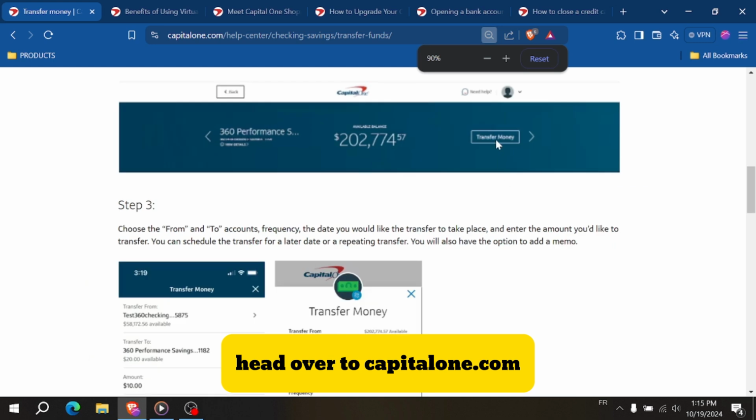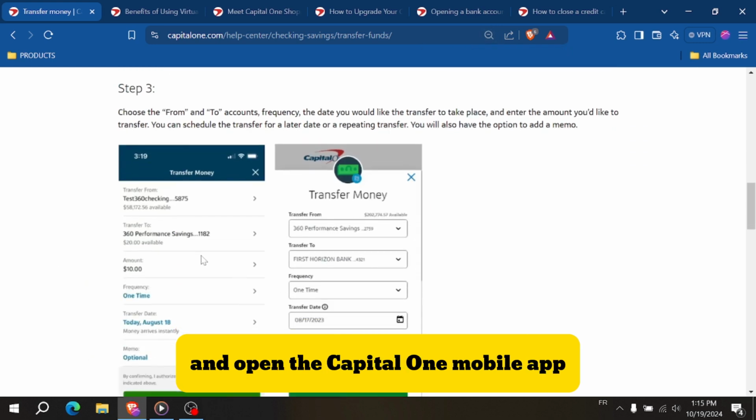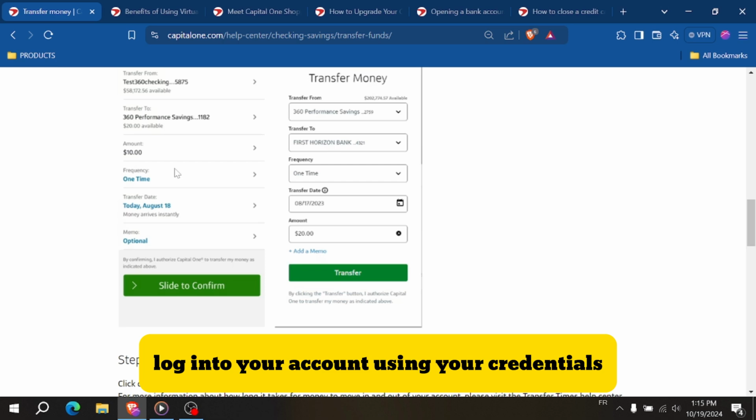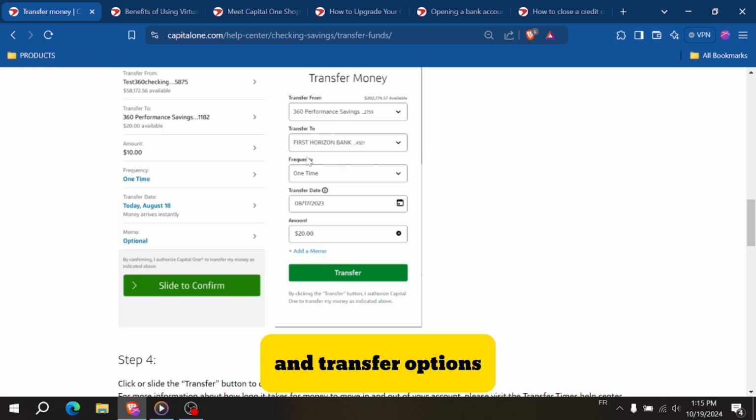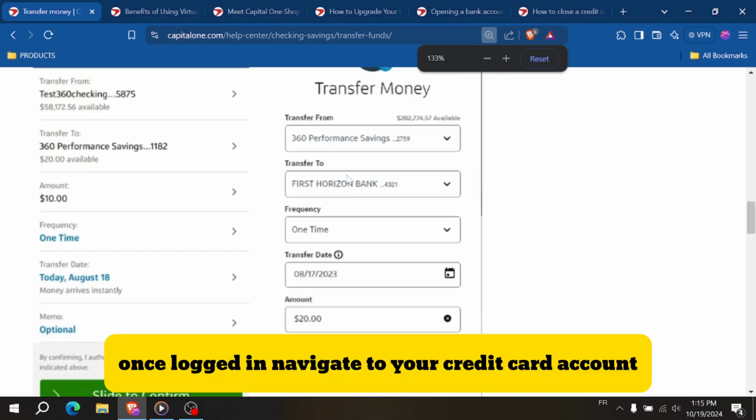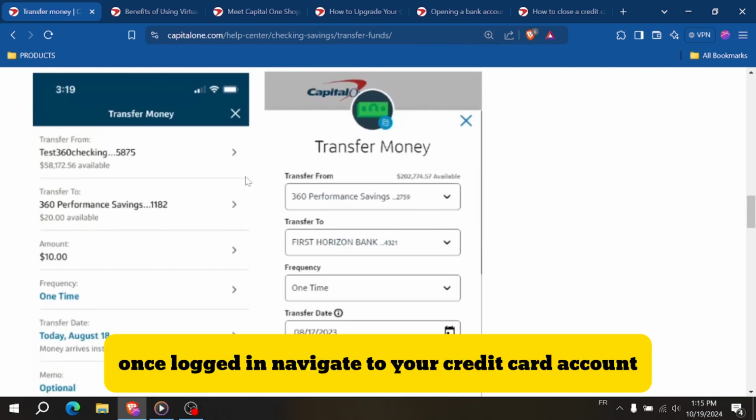Head over to CapitalOne.com and open the Capital One mobile app. Log into your account using your credentials, and this will give you access to your credit card and transfer options. Once logged in, navigate to your credit card account.